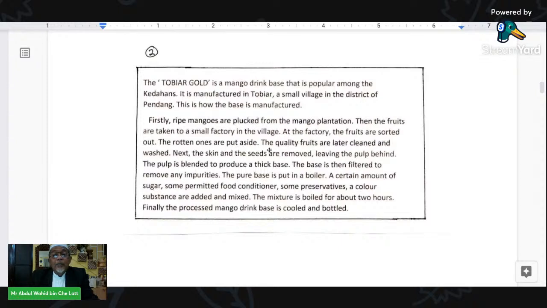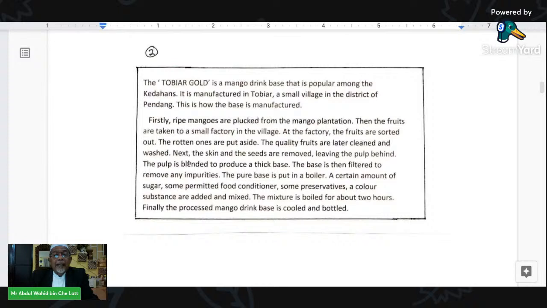The quality fruits are later cleaned and washed. The form is "are" plus the participle: cleaned and washed. Next, the skin and the seeds are removed. Are removed. The form is "are" plus the participle: removed, leaving the pulp behind.